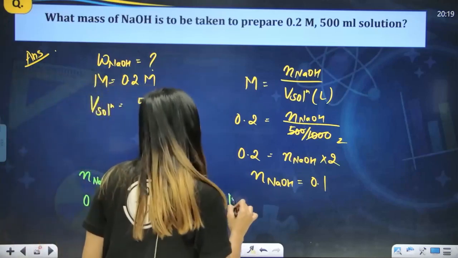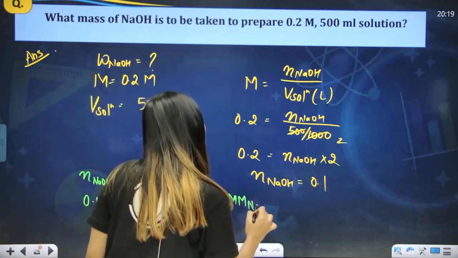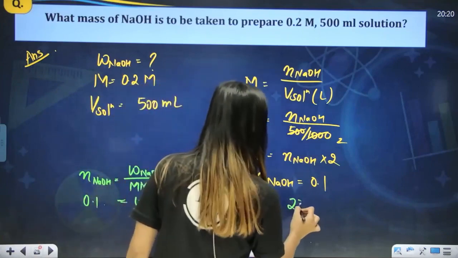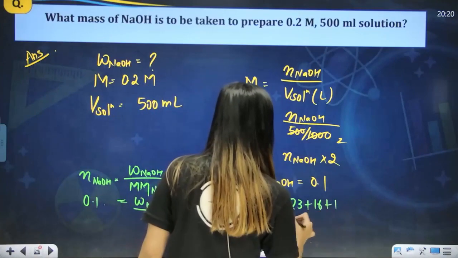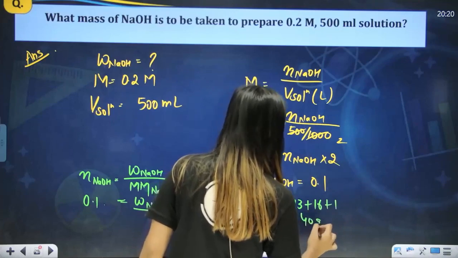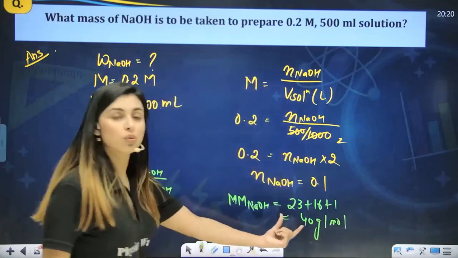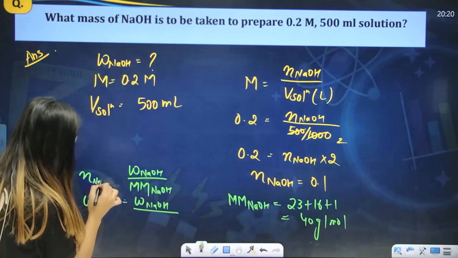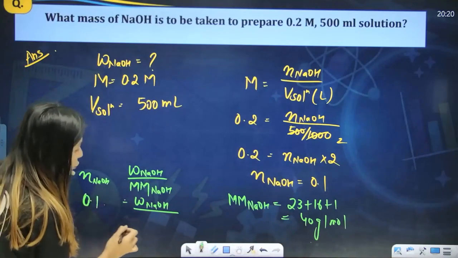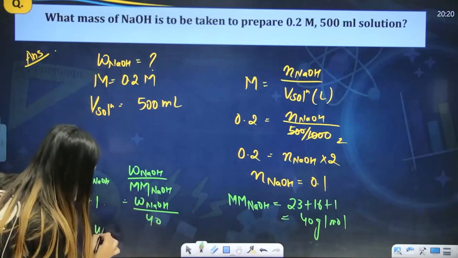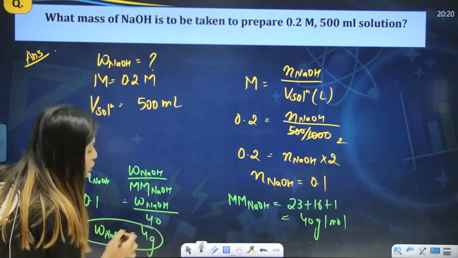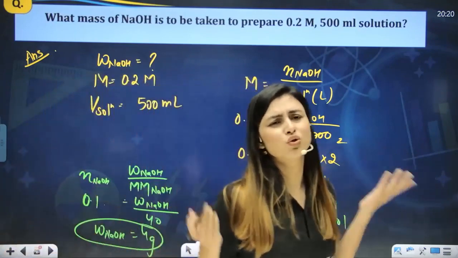How can we calculate the molar mass of NaOH? Molar mass of sodium is 23, oxygen is 16, hydrogen is 1. This will be 40 grams per mole. So I know the molar mass as well, so I'll put it here. So the mass of NaOH came out to be 4 grams. So this is how you are going to solve the question. It was so easy.